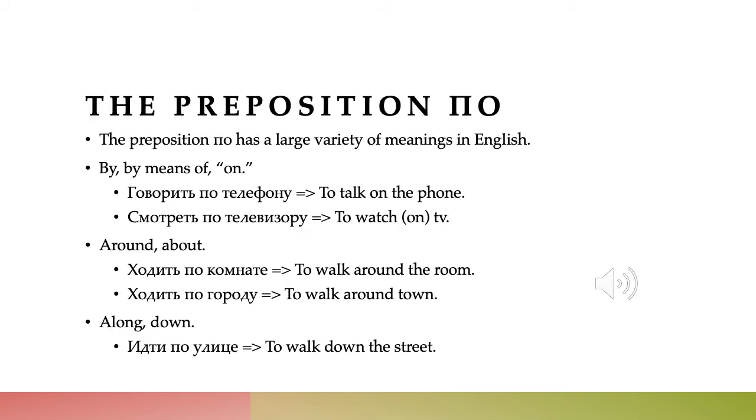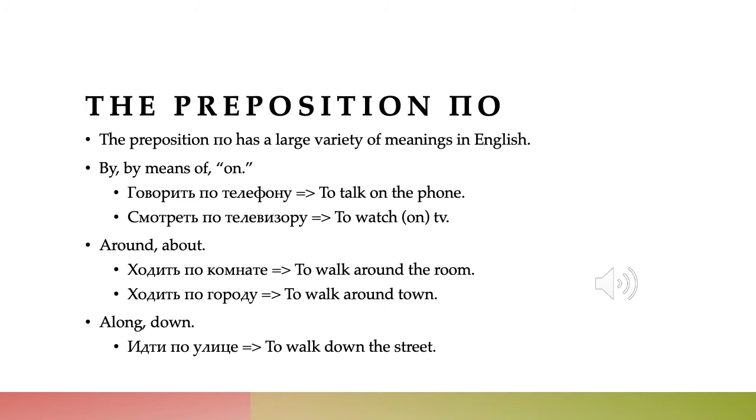And finally, let's go over some meanings of the preposition по. The preposition по takes the dative most of the time, and it has a large variety of meanings in English. So there's no particular translation that we can give it that will translate all of its meanings from Russian to English. Some common meanings that it has are by or by means of or on.